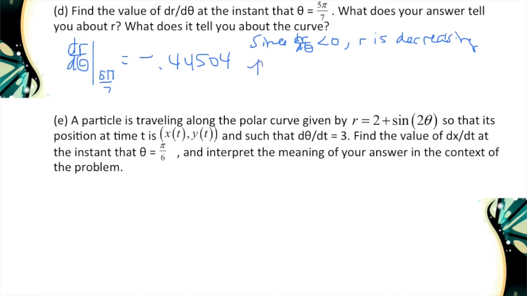So we would say that the curve is getting closer to the pole. And you could also say origin if you didn't want to say the pole. And that basically is what they want.